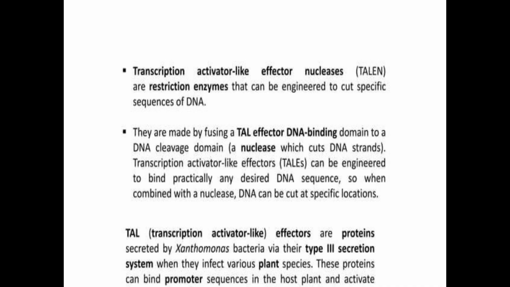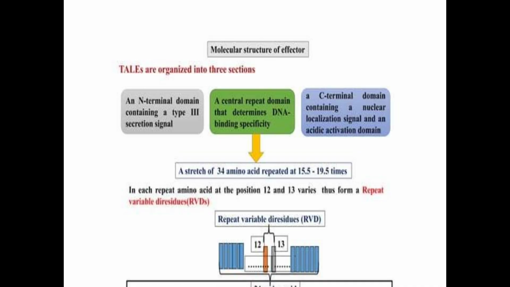The TAL effectors are proteins secreted by Xanthomonas bacteria through the type 3 secretion system when they infect various plant species. These proteins can bind to promoter sequences, so that we can alter or edit the promoter sequence of the host plant and activate them. Here we can see the molecular structure of the effector.